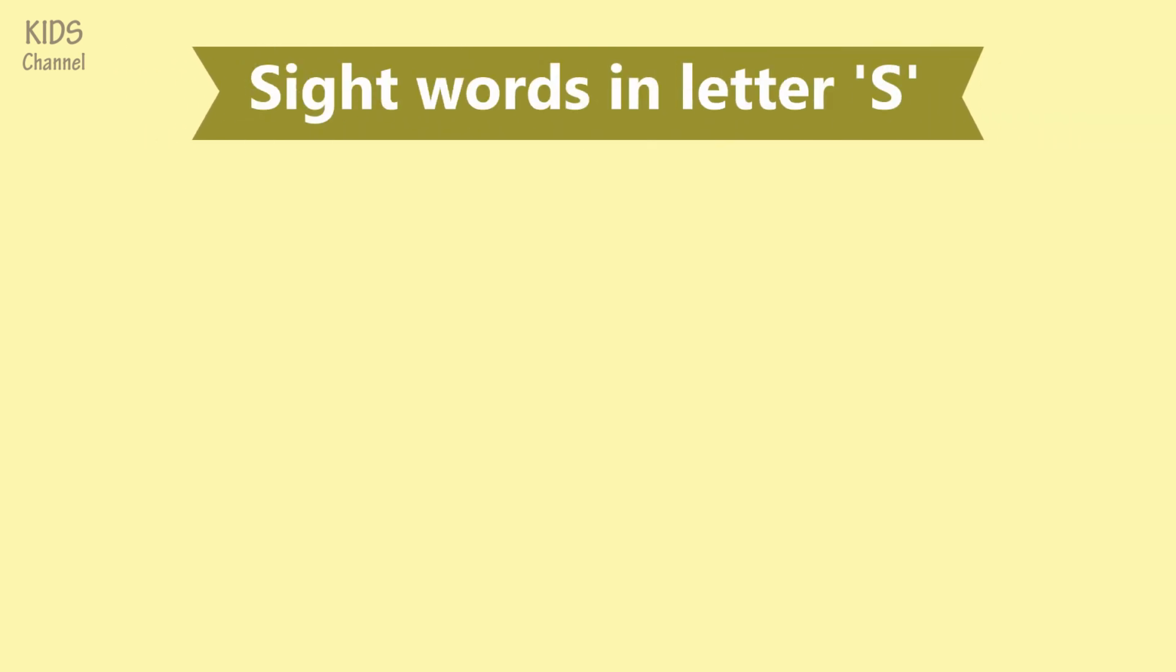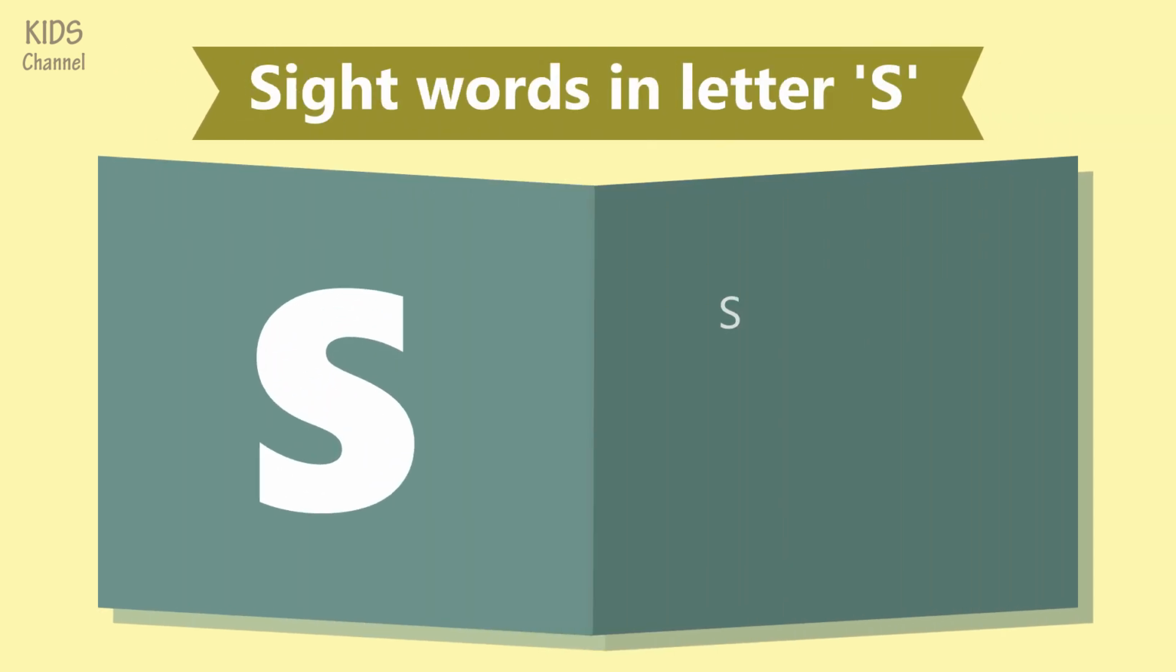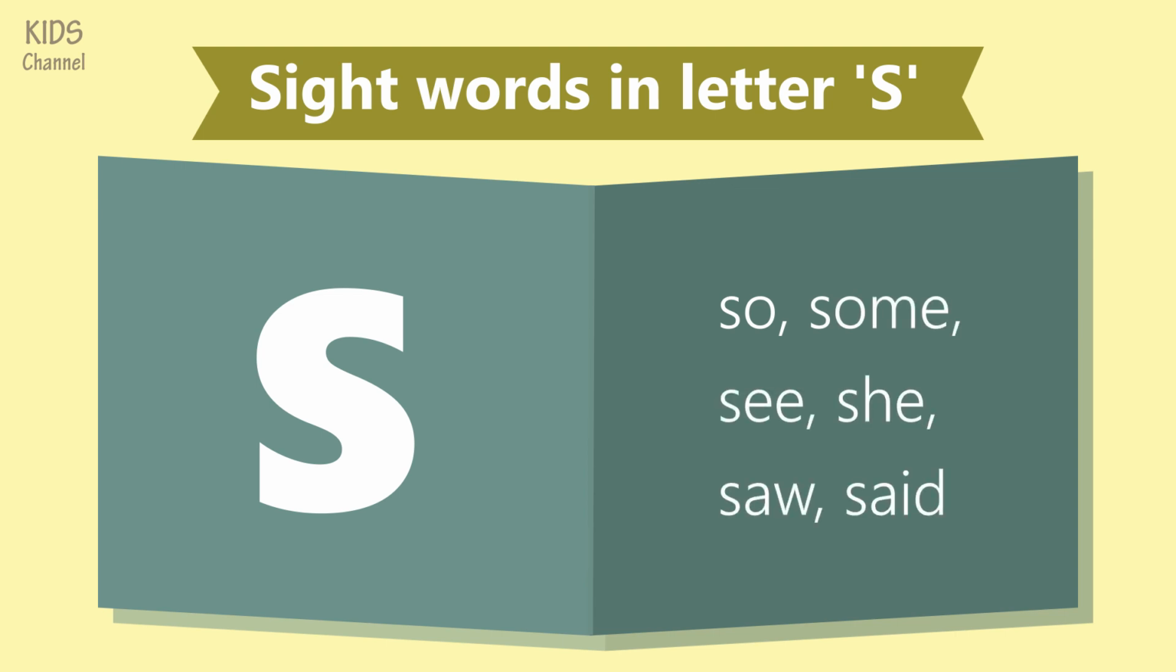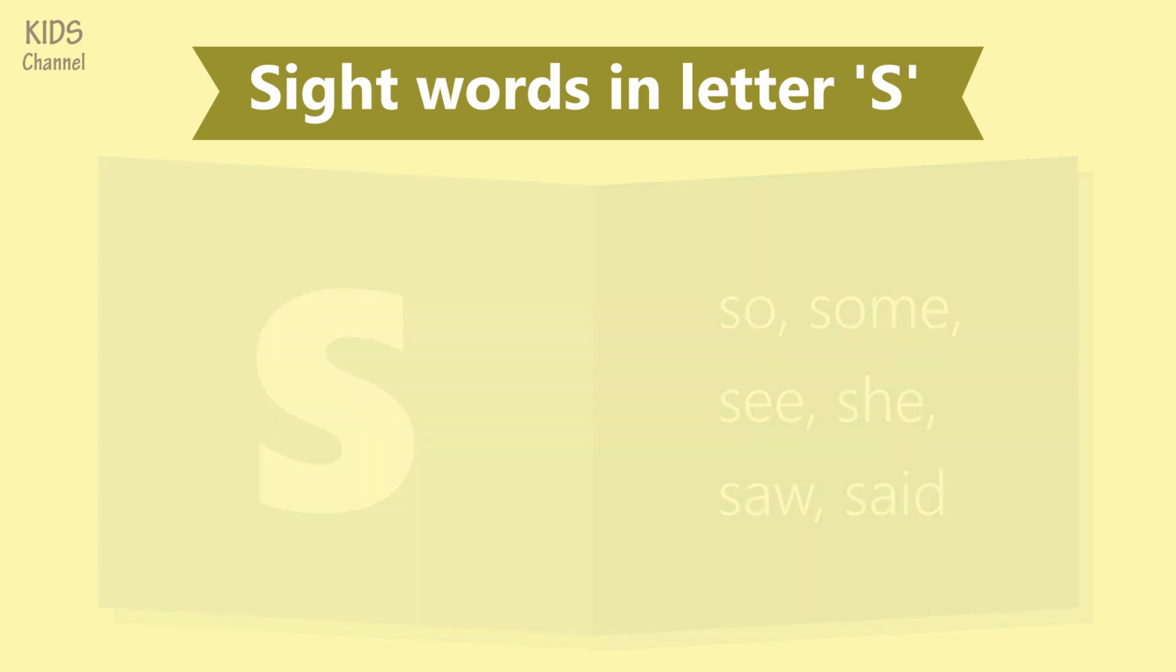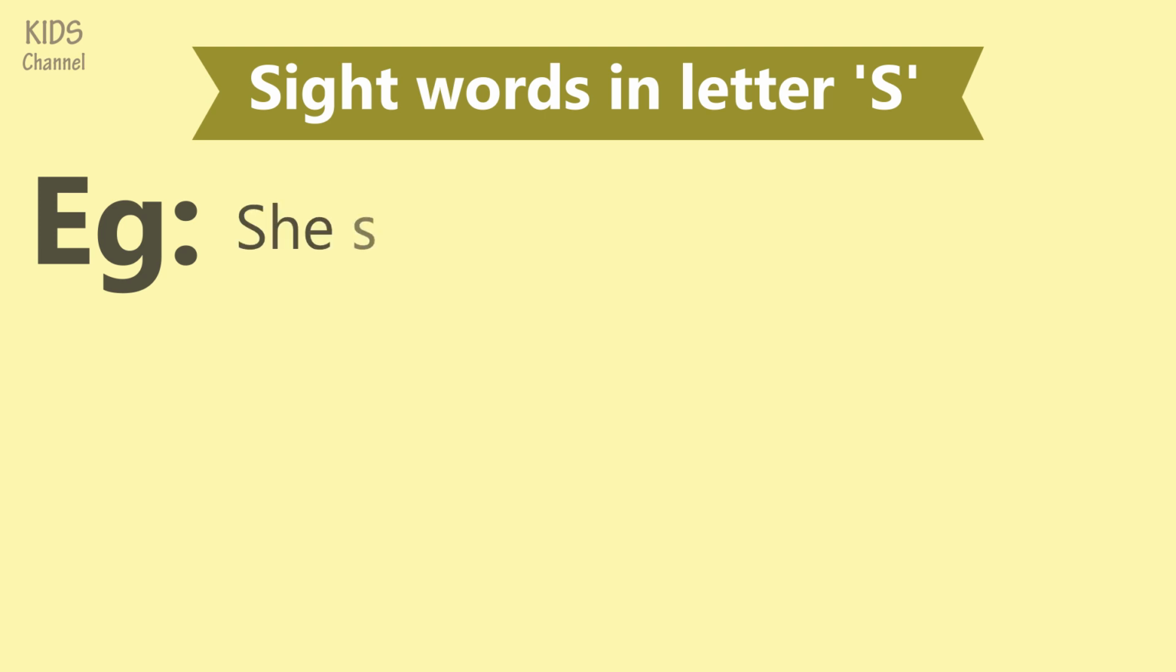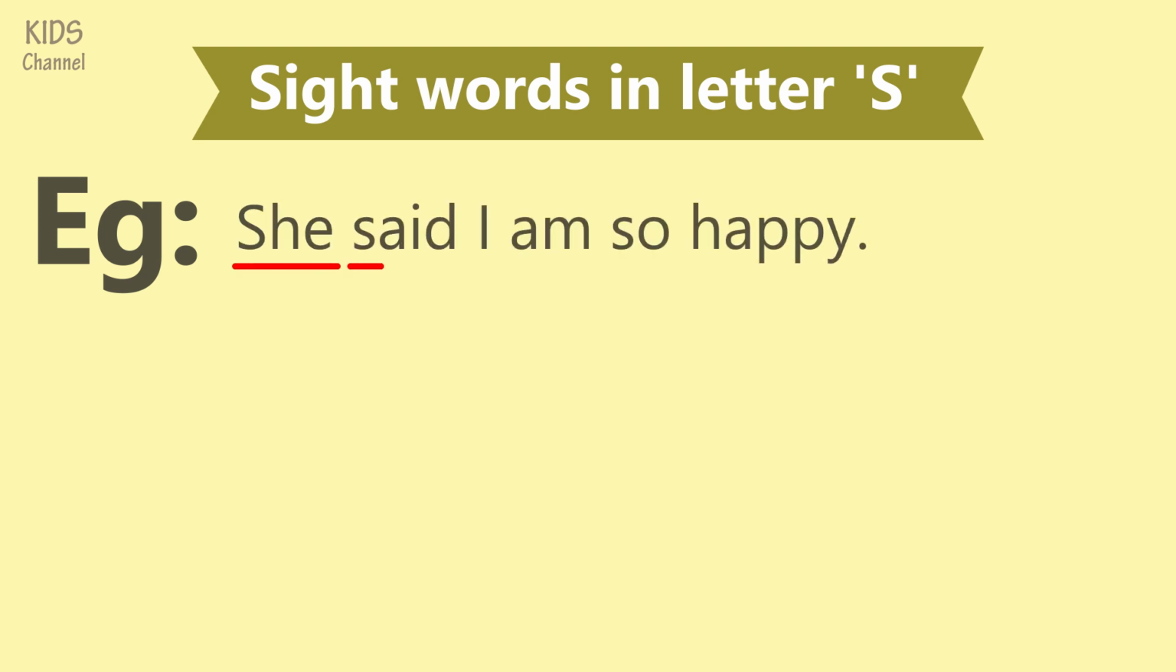Sight word in letter S. So, some, see, she, saw, said. With few examples, we'll identify the sight word in letter S. Example 1. She said, I'm so happy. Here, she, said and so are the sight words in letter S.